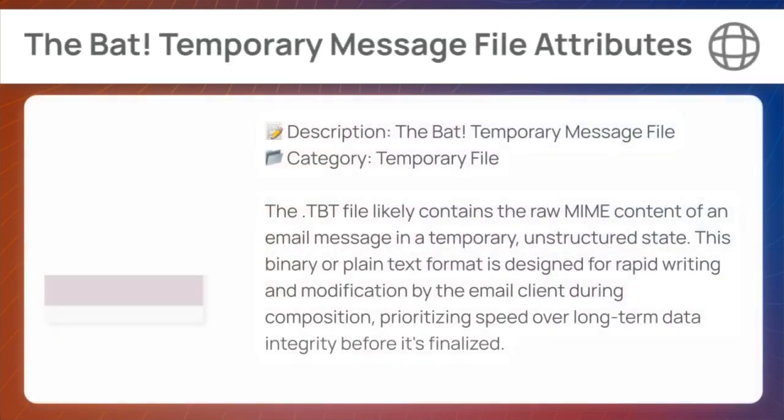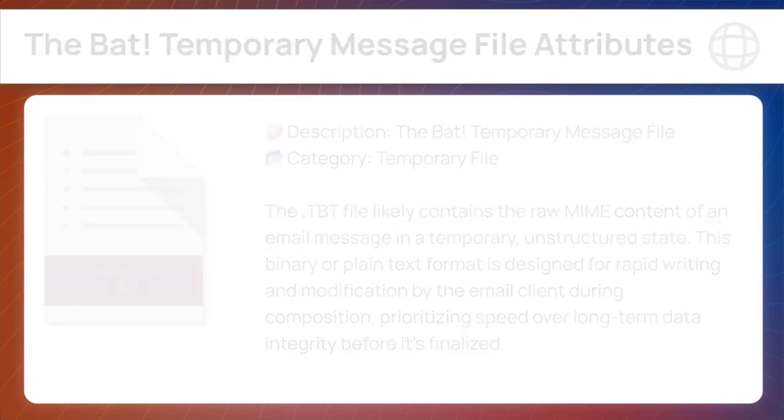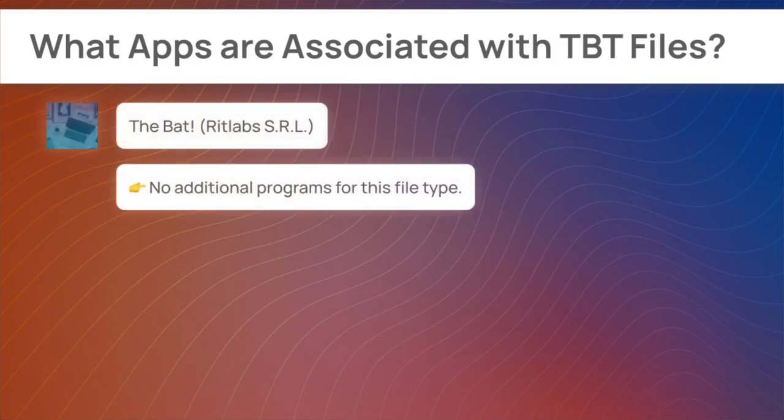The .tbt file likely contains the raw MIME content of an email message in a temporary unstructured state. This binary or plain text format is designed for rapid writing and modification by the email client during composition, prioritizing speed over long-term data integrity before it's finalized. When viewing the file metadata, the TBT shows a direct link to The Bat from Ritlabs S.R.L.